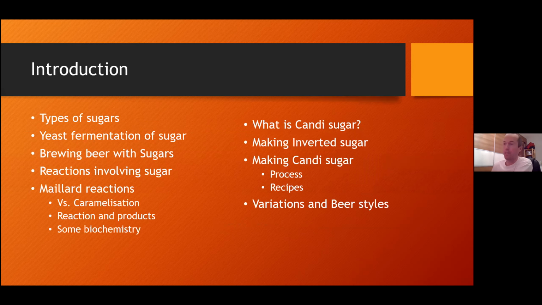So what are we going to talk about? We're going to start with sugar, the different types of sugar, how this affects fermentation, how you brew with sugar, and what sugars. Then we're going to go into some biochemistry, and it might get a bit complicated, so if it gets too boring or complicated, just stop me. If you think I'm saying anything wrong, I'm not a biochemist. I don't really know what I'm talking about, I'm just going to try. Then I'm going to talk about Maillard reactions, caramelization, and some biochemistry around it. And hopefully, once we've done that, we'll move into actually making candy sugar, which I'm hoping is a quick part of the process.